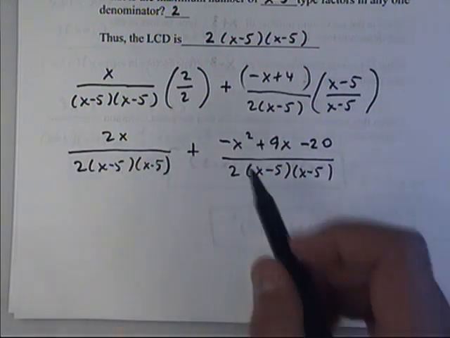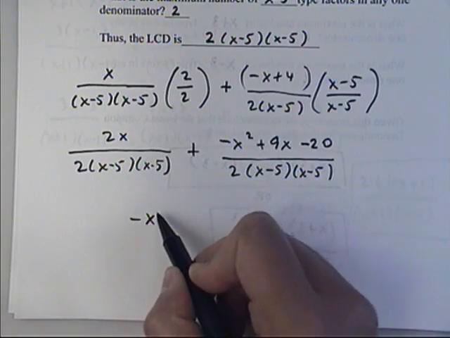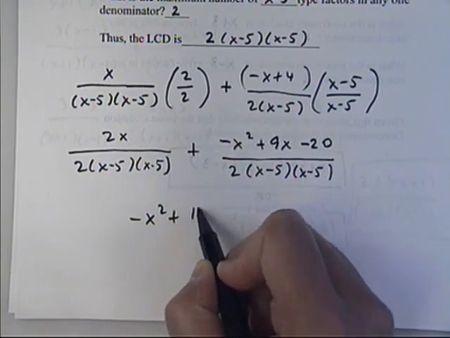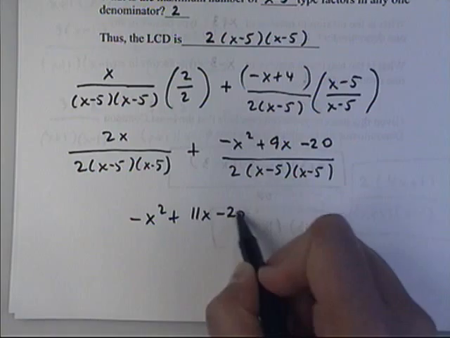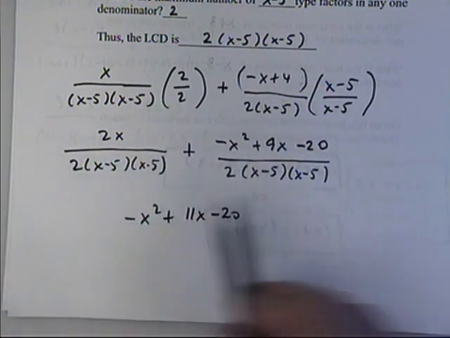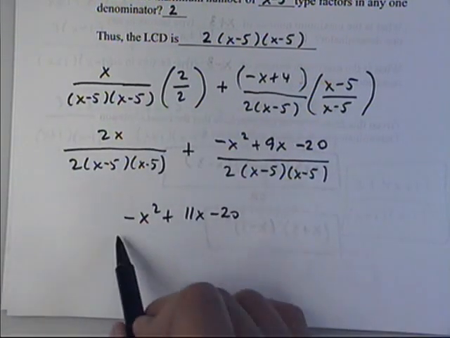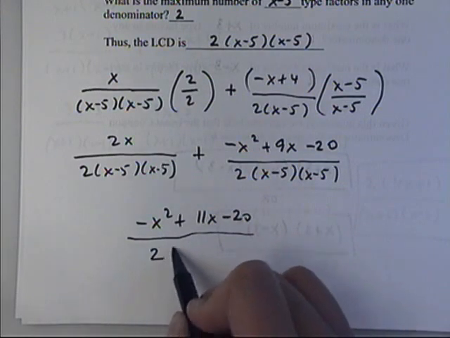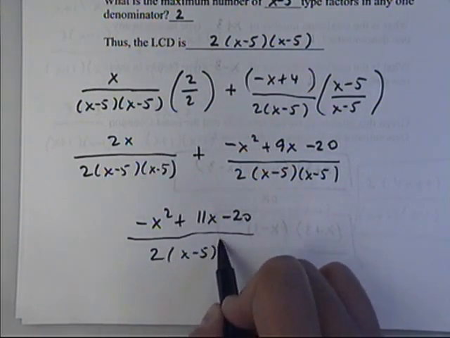So when I add all this stuff up together, I end up with x squared plus 11x minus 20, because I'm adding the 2x and the 9x. Now I'm adding these two fractions together, and the denominator is 2 times x minus 5 quantity squared.